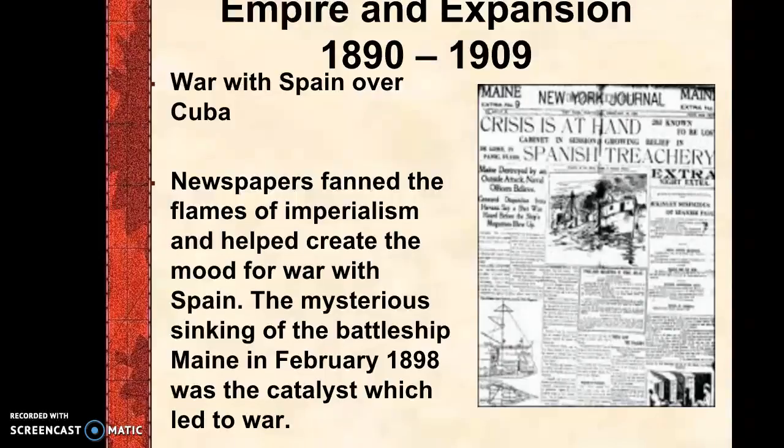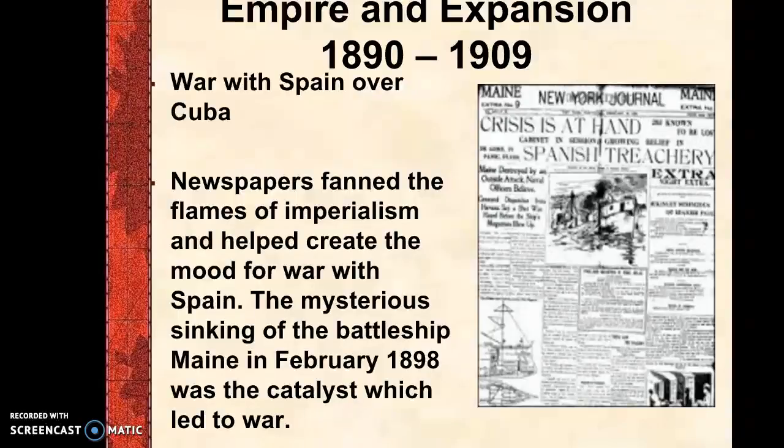So-called yellow journalism was very strong in the late 1800s. The Hearst and Pulitzer newspaper chains competed with each other to see who could write the most sensational stories of the day. And for whatever reason, Cuba and the mistreatment of Cubans became a very hot topic. Cuba was one of Spain's few remaining overseas colonies, and many Americans felt a responsibility towards Cuba.